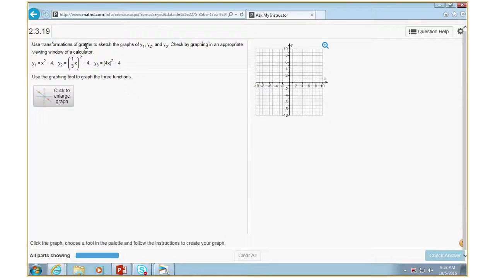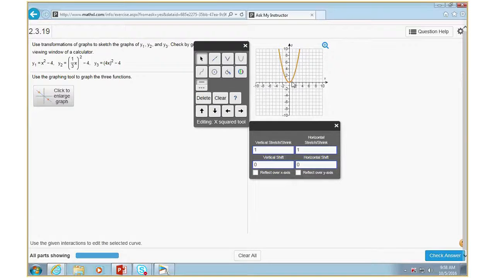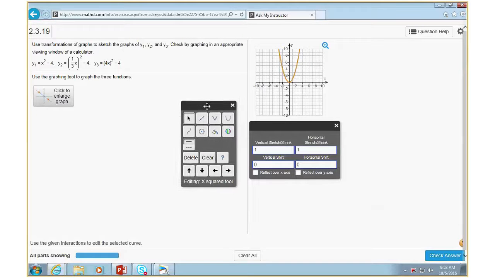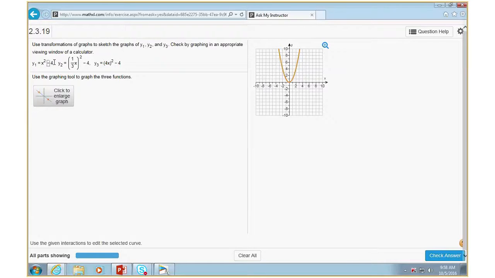Use transformations to sketch y sub 1, y sub 2. Y sub 1 is x squared minus 4. So we're going to do a parabola. And x squared minus 4 is going to be a parabola at negative 4, right? This is where they're telling you to compare it to the basic model. So what does negative 4 tell you? Down 4, a vertical shift of 4.